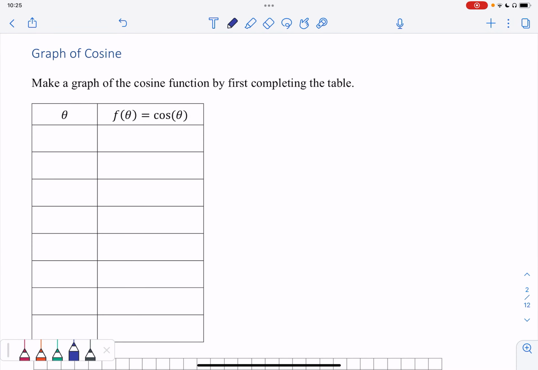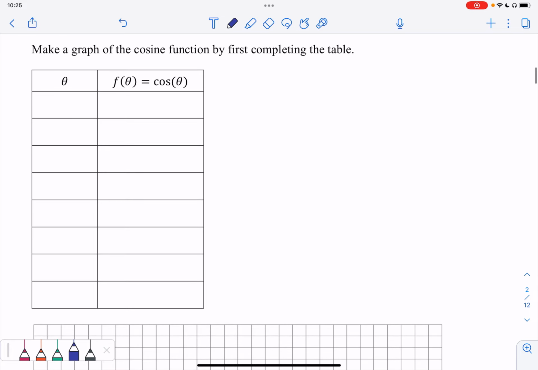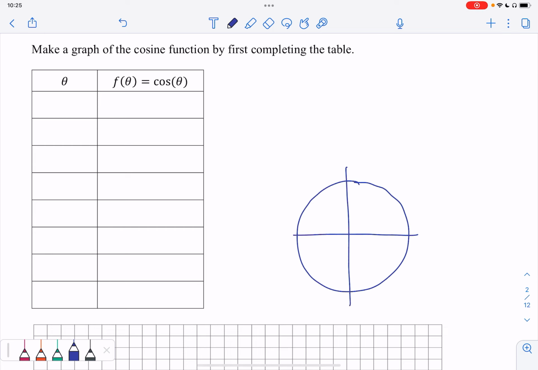All right, let's look at the graph of cosine. Make a graph of the cosine function by first completing the table. So we're going to choose angles that we can find easily on the unit circle. And just like we did for the sine function, we're going to pick these nice values. They're equally spaced to give us a good idea of what it's going to look like.